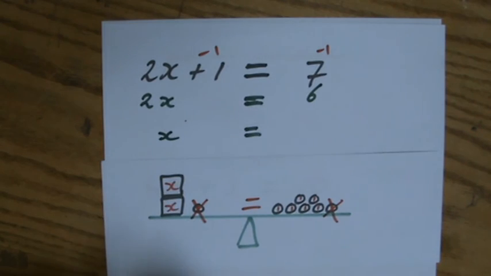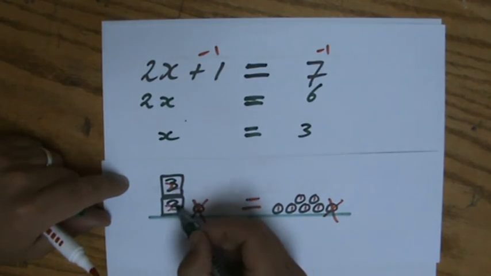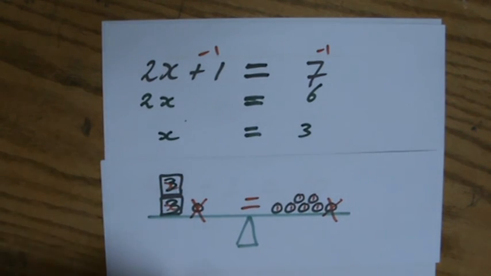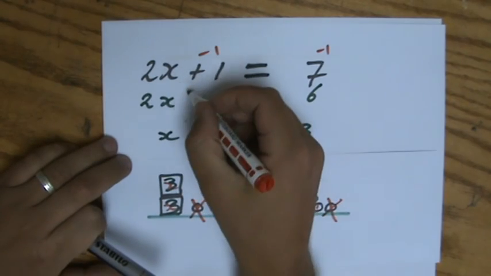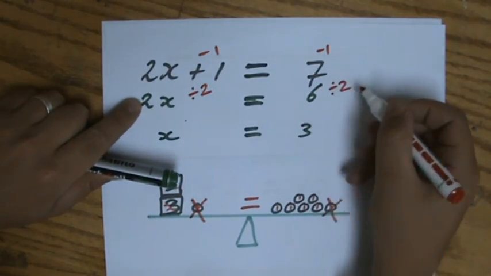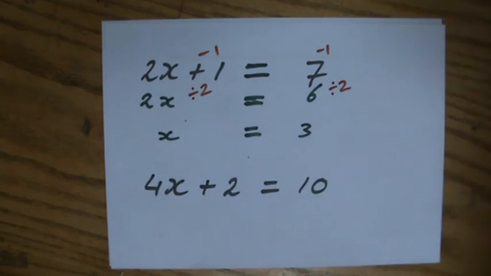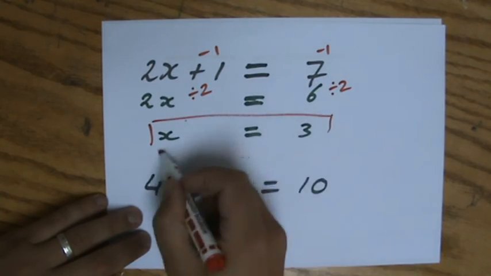Well, you already say, well, the answer is 3. Because if that one is 3 and that one then is also 3, that makes 6 together. Because to get rid of that 2, I have to divide it by 2. Yes, only equal if I also divide the right side by 2. Alright, there we go. That's the answer. X equals 3.